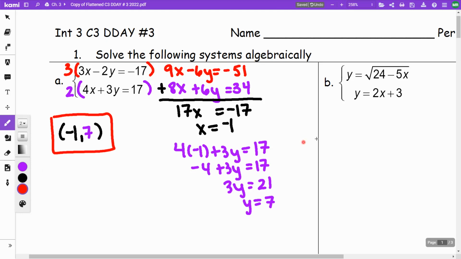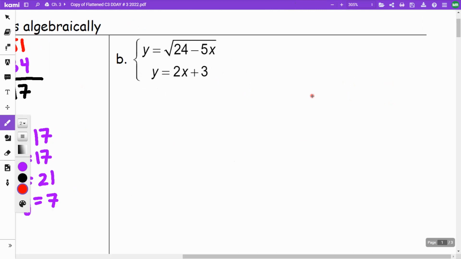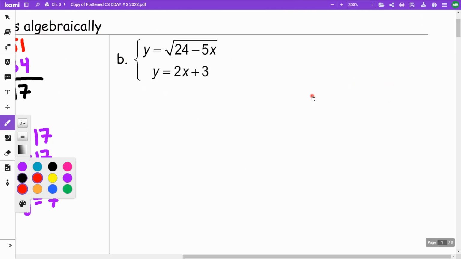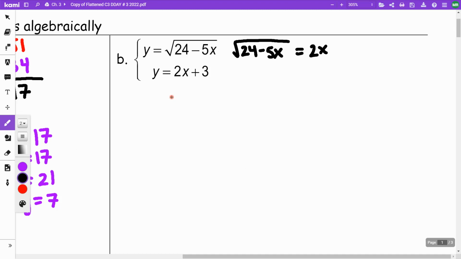On B, this is going to be a square root graph and a linear graph. I'm going to use equal values because they both equal y, so I'm going to set them equal to one another. So when I do that, I am going to get the square root of 24 minus 5x is equal to 2x plus 3. When I have a square root, we consider this a principal root. It has to equal a positive or 0. It cannot be a negative.